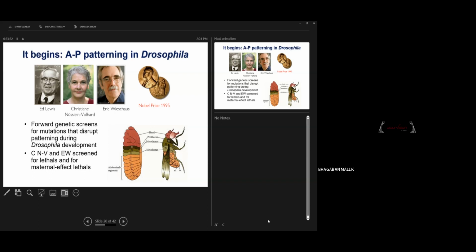In the abdomen, the arthropod is segmented. Eric, Christiane, and Lewis worked on what genes are required for the segmentation in Drosophila. In the abdomen you have 8 different segments, starting from A1, abdominal 1, abdominal 2, up to abdominal 8. The same structures are also present in the Drosophila embryo, and this is the Drosophila adult.